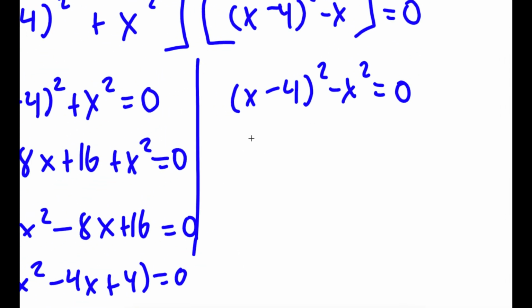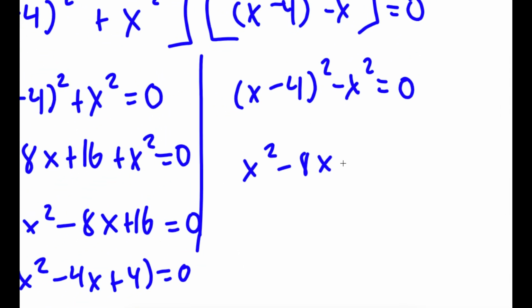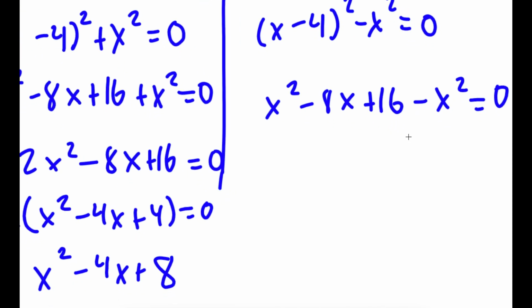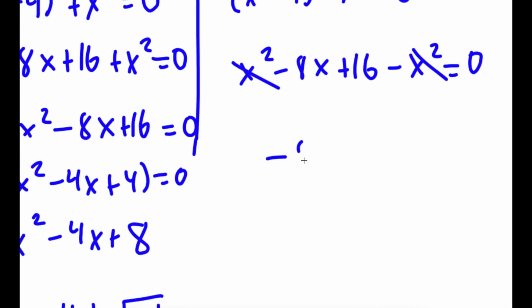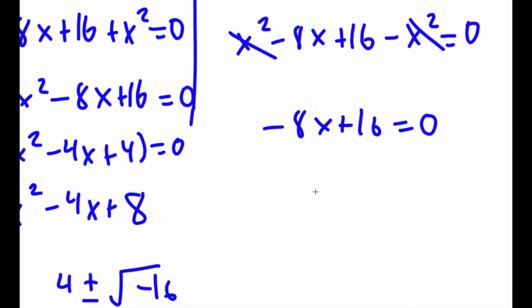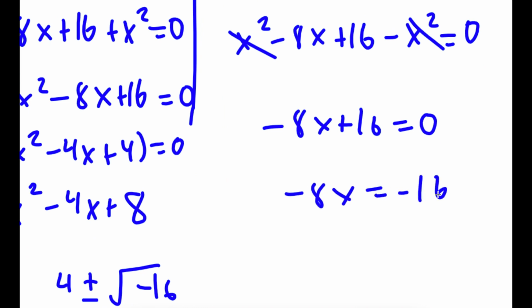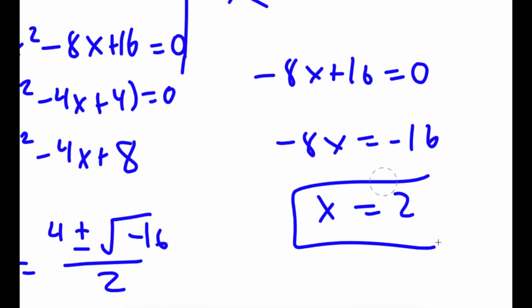Now for this, I have x squared minus 8x plus 16 minus x squared is equal to 0. So then these two cancel out, so now I have negative 8x plus 16 is equal to 0, meaning negative 8x is equal to negative 16, and x is equal to 2.